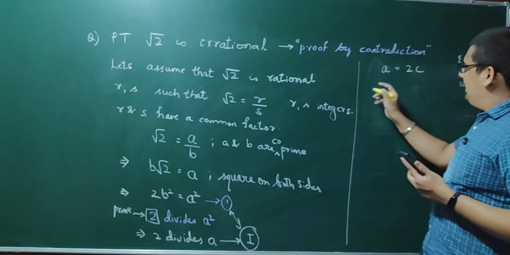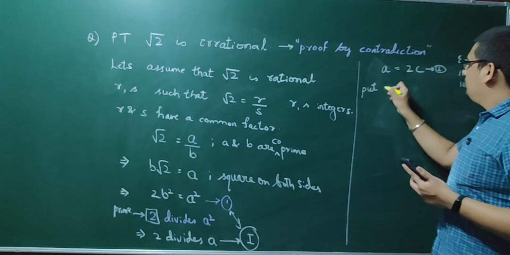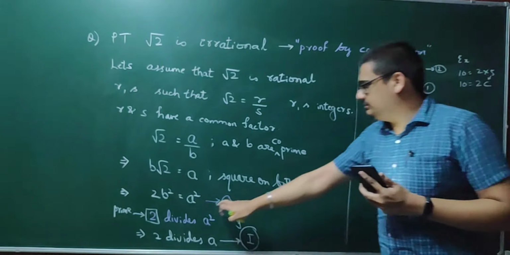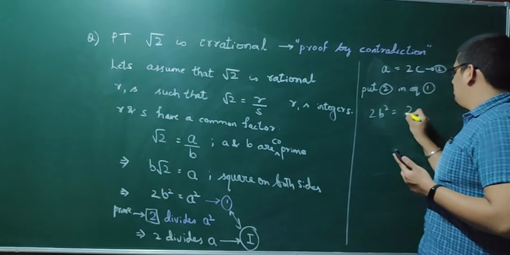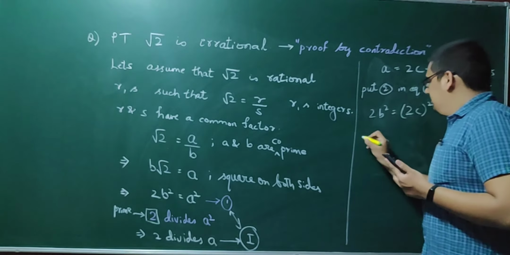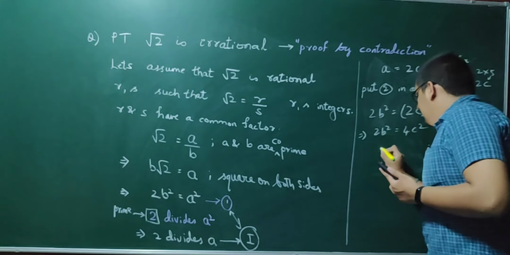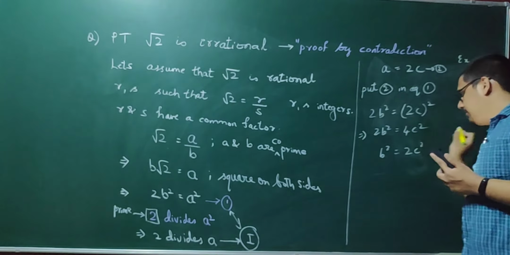So if this is the case, now you put, let's assume this has 2 in equation 1, that is here. If I do that, what do I get? 2b square is equal to 2c the whole square, which implies 2b square is equal to 4c square. B square is equal to 2c square.